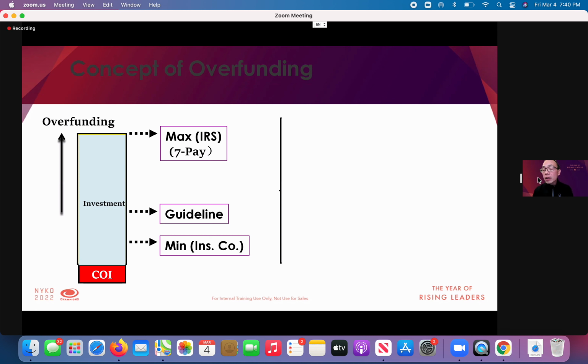So, Mr. Client, let me ask you, if you want to make interest, which one would make you most interest? Minimum funding or in the middle or max funding? Your cost is the same. Which one would be the most that you can earn interest? And that's very easy to understand. You agree? Yeah, it's the maximum.